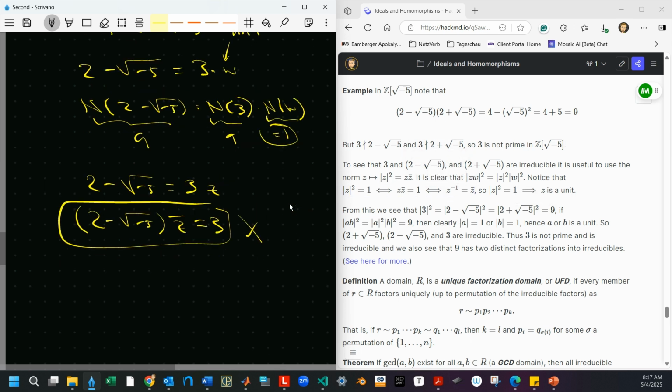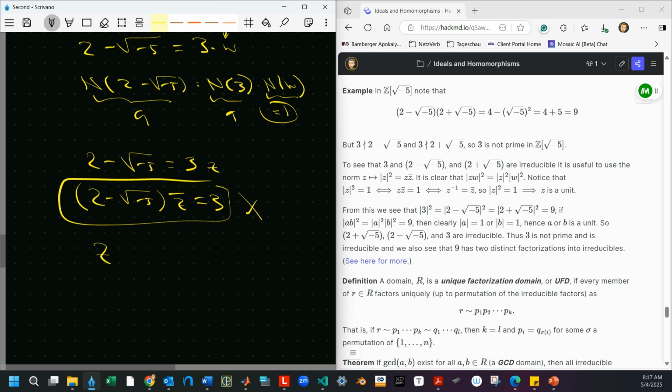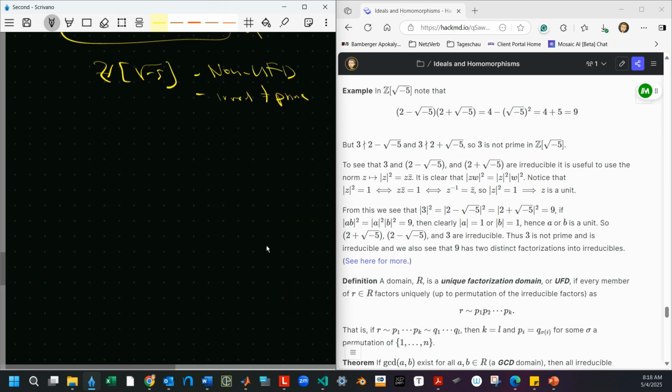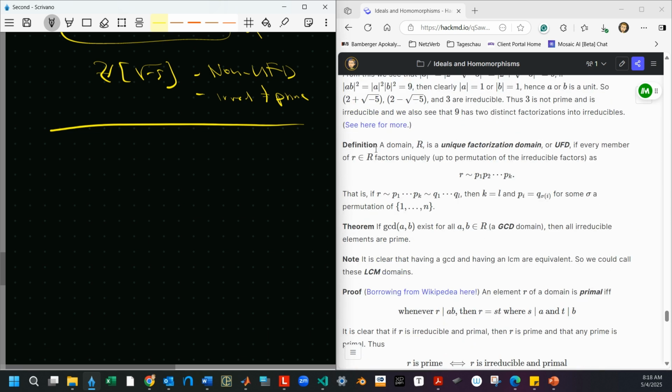So just to keep this in mind, Z adjoin square root of minus 5 is a nice example, and you could use other things than square root of minus 5 here. So this is a non-UFD because we had non-unique factorizations. I haven't even said what that is yet, but when we get there, you'll see that. And we have irreducible does not equal prime here. All right, so we get those two things. That's a nice thing. Okay, good. Now let's get to unique factorization.